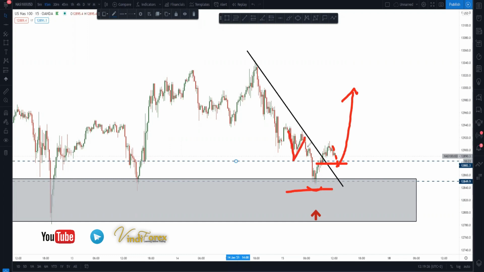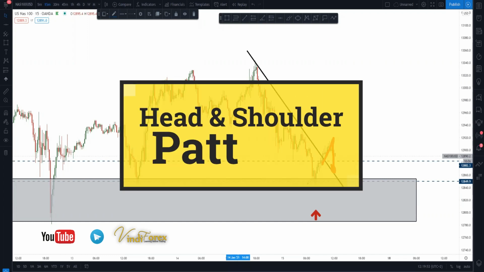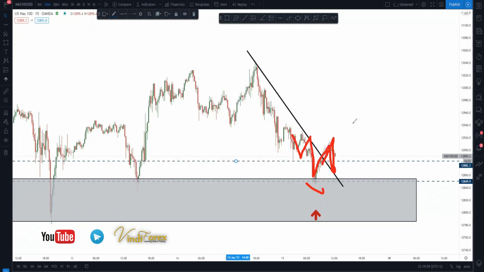Okay, and if we get that, that is most likely to give us a head and shoulder pattern, which I've said many times forms from what? A trend line break plus retest. We can see that trend line is broken. If we get a nice touch retest there, as long as it doesn't take out this previous low, we are going to get that head and shoulder pattern.